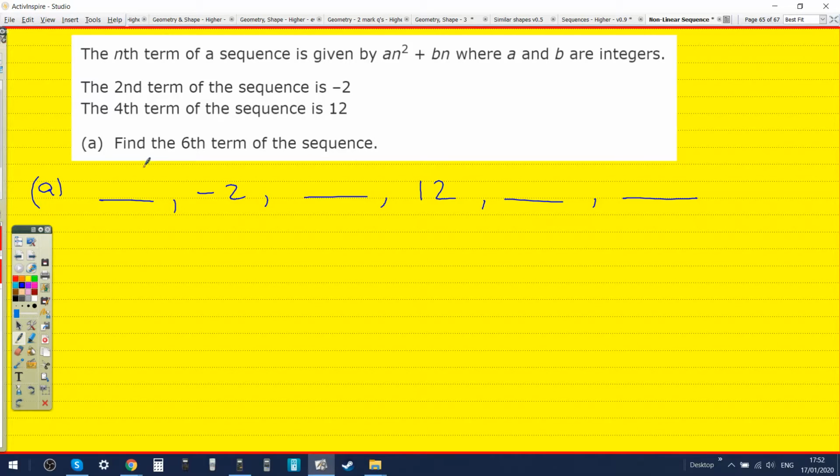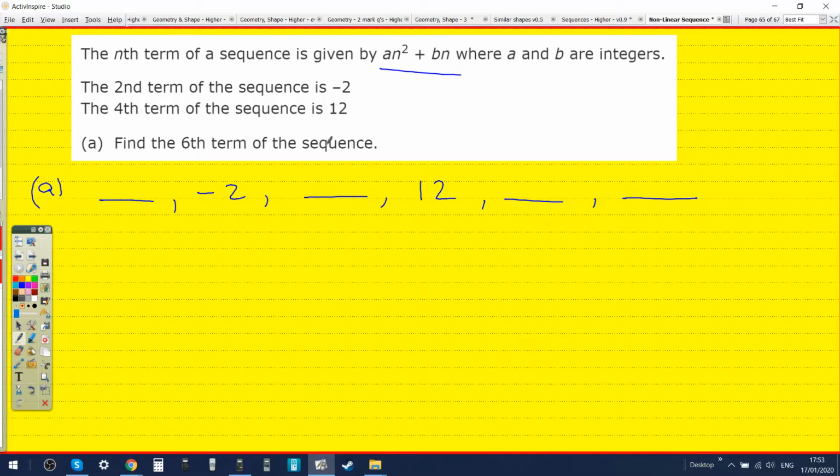So how would you, if you knew the nth term, how would you find the 6th term? Implement it into the... So let's say you had like 5n plus 3. How would you get the 6th term? 5 times 6? Yeah, so basically you sub 6 for n.